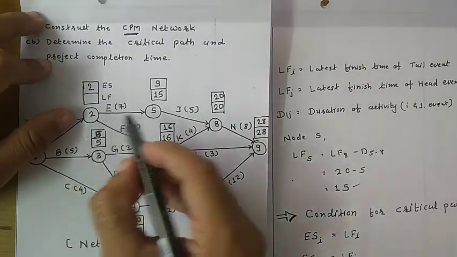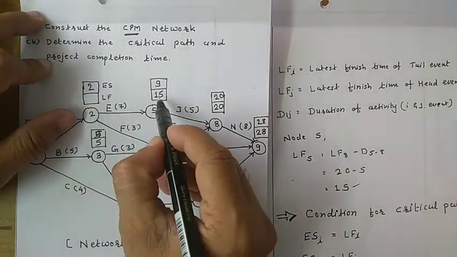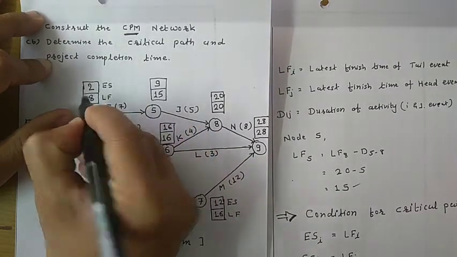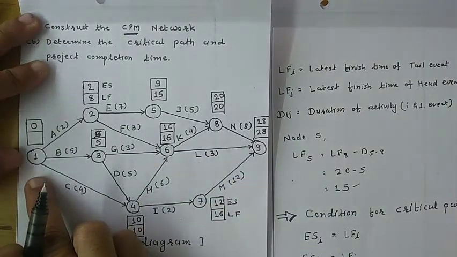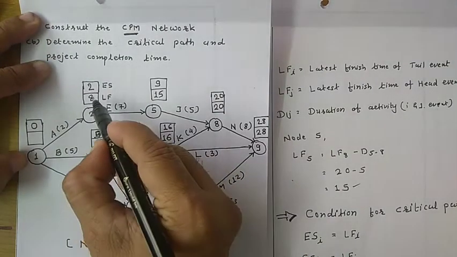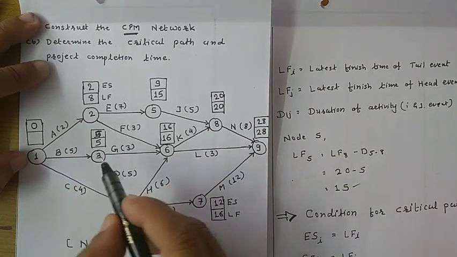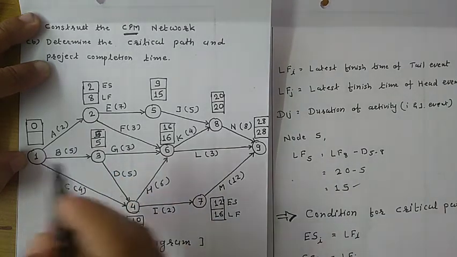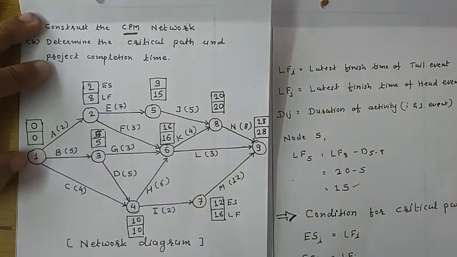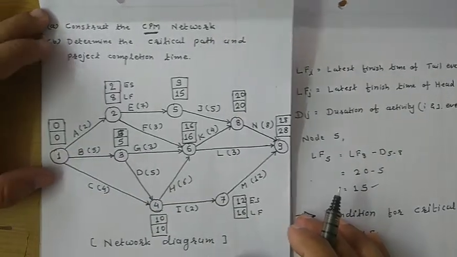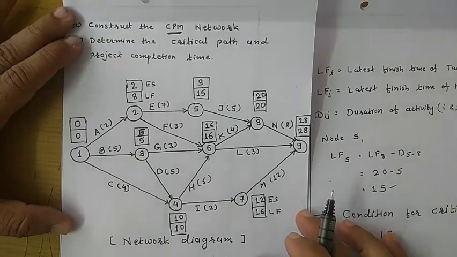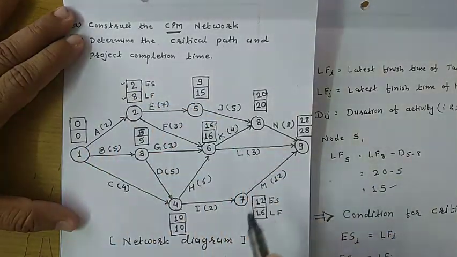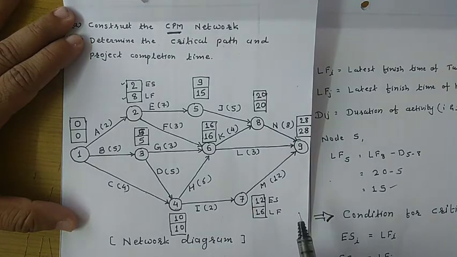For event number 2, only one activity is going. So 15 minus 7, that is 8. Now for event 1, calculate 8 minus 2, 6; 5 minus 5, 0; and 10 minus 4, 6. So which is the minimum? 0. So we have mentioned all the earliest start times and latest finish times for all the events.